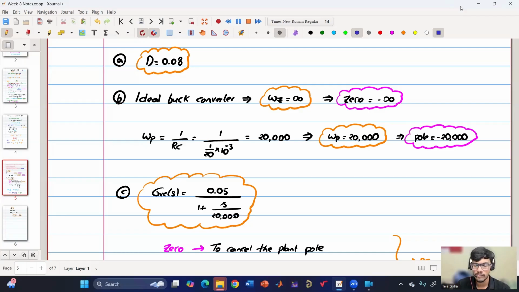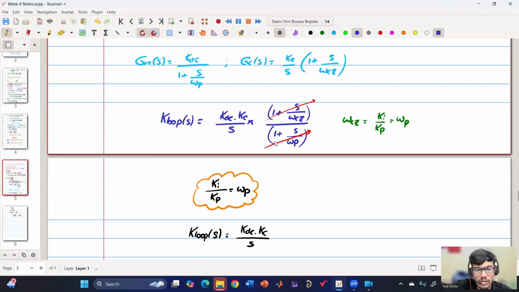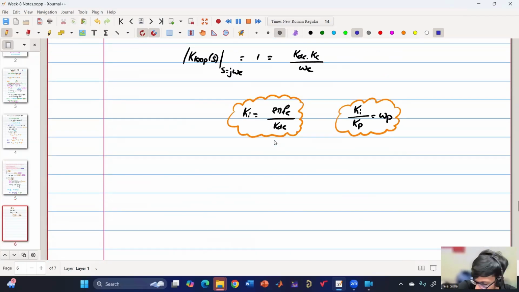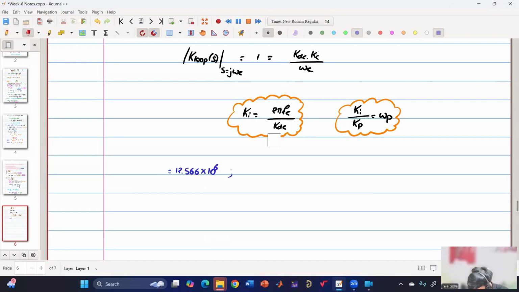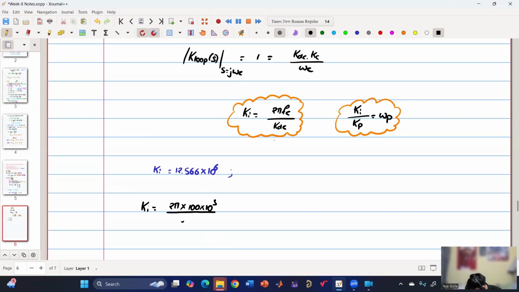Sir, Kc value is 12.566 into 10 power 6. How much is your Kc that you are getting? 12.566 into 10 power 6. Kc is nothing but Ki. So this is Ki. If you have not calculated KP, calculate KP. In the meantime, I will calculate Ki. So Ki is 2 pi into Fc, which is 100 kilohertz, so 100 into 10 to the power 3, by KDC, which is 0.05.